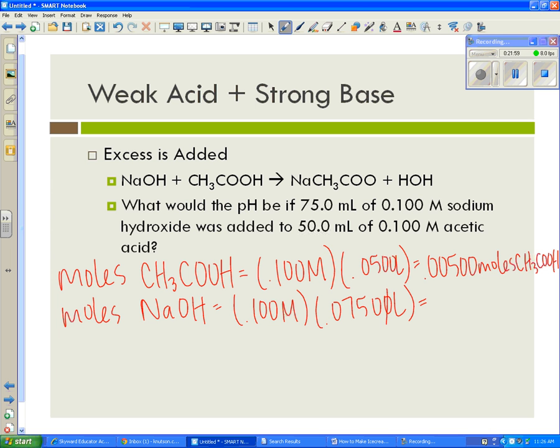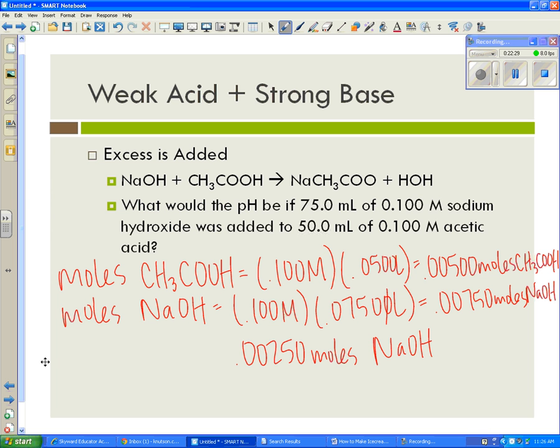0.00750 moles. If I have 0.005 moles of acid and 0.0075 moles of base, how much extra base do I have if they react in a 1-to-1 ratio? I have 0.00250 moles of excess sodium hydroxide.